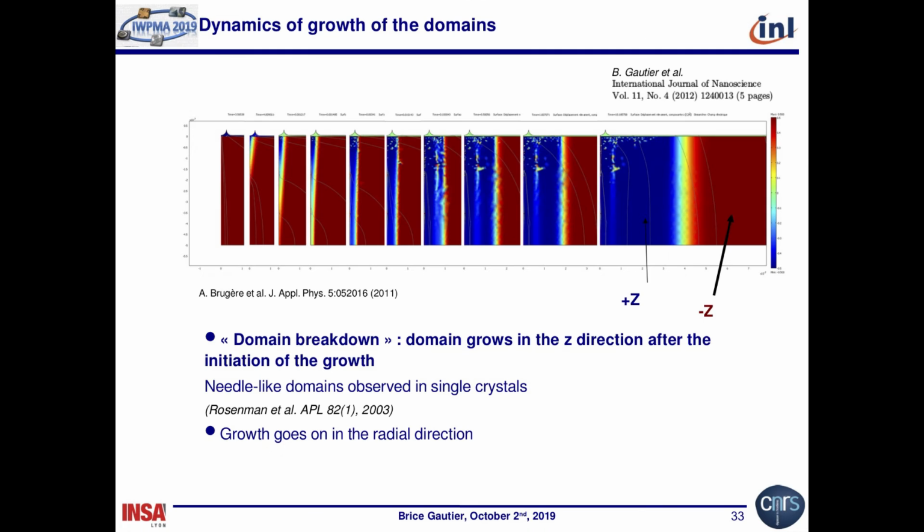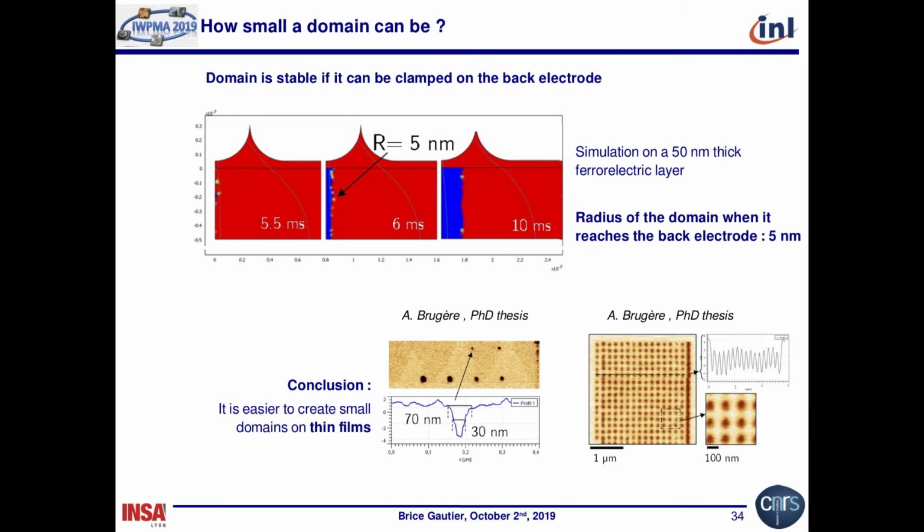First, it grows in the Z direction, and when it reaches the bottom electrode, it is clamped by the bottom electrode, because there the charge can be compensated by the bottom electrode. And when the growth in this direction is over, you have a growth in the radial direction. So in presence of water, you can have quite large domains, and these domains are stable as soon as you are clamped on the bottom electrode. So if you want to create small domains, you have to work with thin ferroelectric layers. If you do that, and if you make the simulation, you can write domains as small as 5 nanometers in diameter.